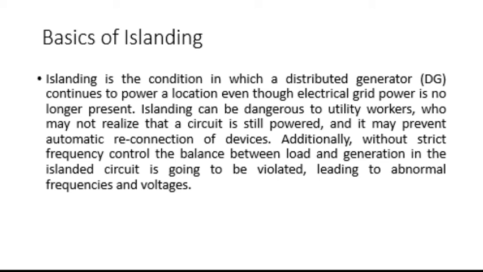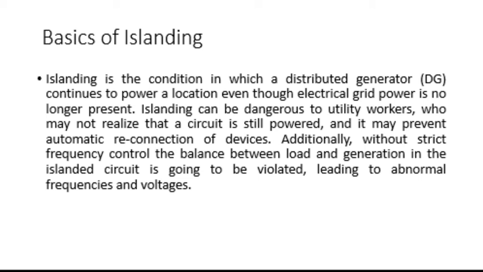So what is written over here? Islanding is the condition in which a distributed generator continues to power a location even though electrical grid power is no longer present. Islanding can be dangerous to utility workers who may not realize that a circuit is still powered, and it may prevent automatic reconnection of devices. Additionally, without strict frequency control, the balance between load and generation in the islanded circuit is going to be violated, leading to abnormal frequency and voltages.